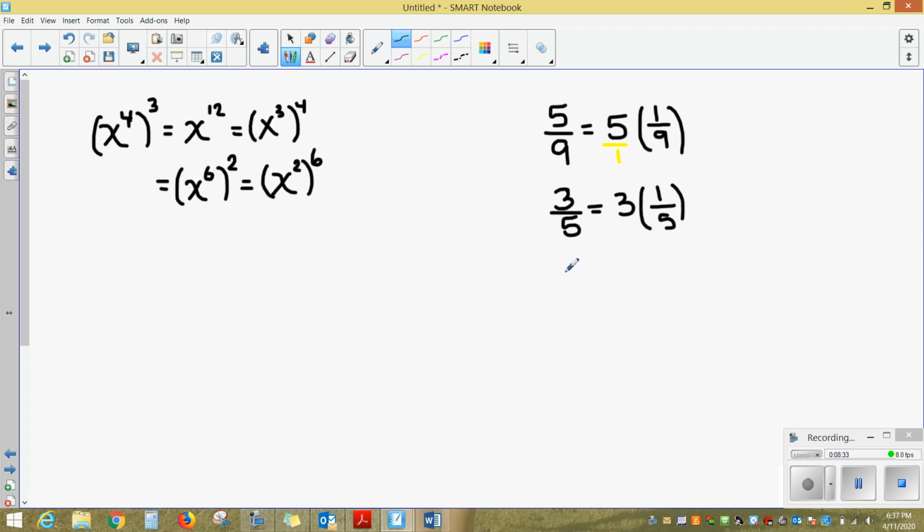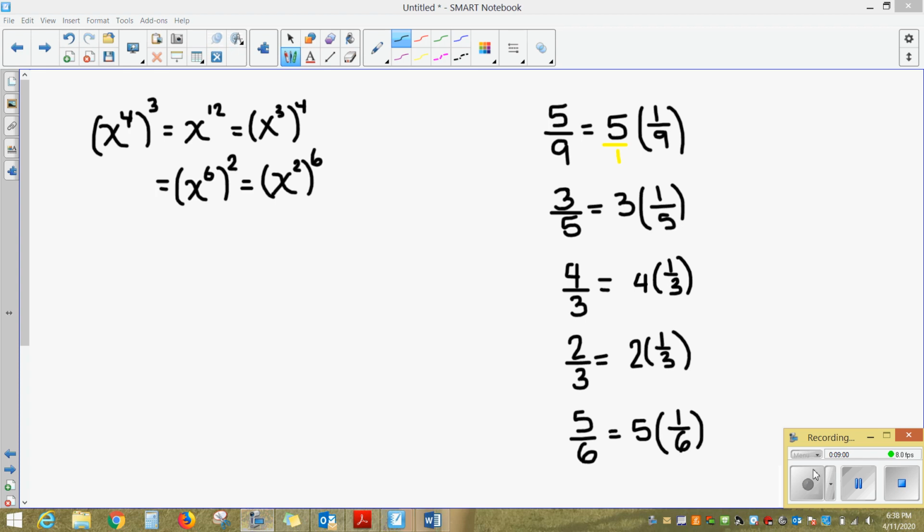Okay. Using this idea at your desk, go ahead and do the same thing with 4/3, with 2/3, with, I don't know, 5 over 6. So pause the video and write it as a product following this pattern. Again, there are other ways we can write each of these as a product, but go ahead and follow this pattern and break those guys down. Okay. So the top number times 1 over the bottom number is what we're going for here. In general, if I have a fraction m over n, I can break it down and write it as m times 1 over n.